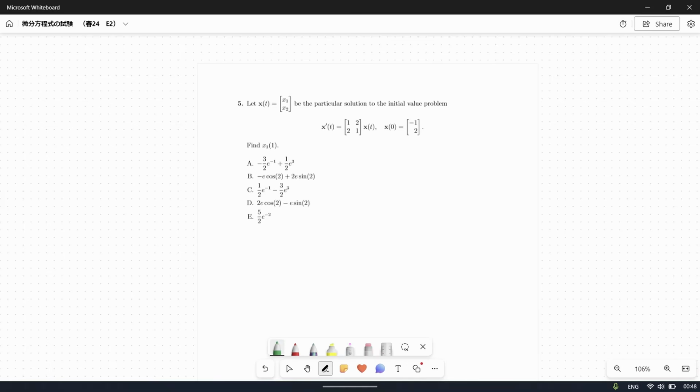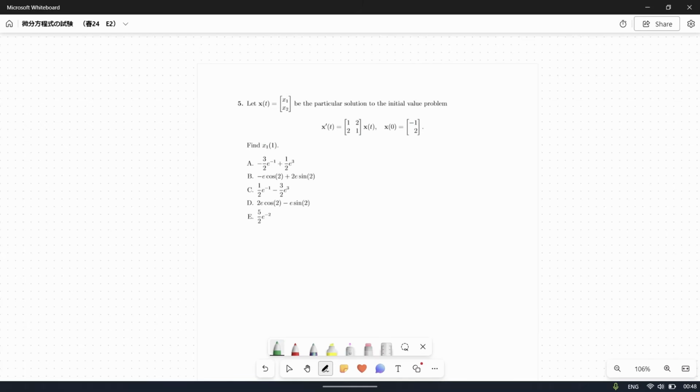All right, let x of t be equal to this vector, be the particular solution to the initial value problem of this system of differential equations, or x prime of t is equal to this matrix times x of t, and then x of 0 is going to be equal to this vector. So we have a system of differential equations that's already been put into matrix form for us, as well as an initial value problem. So we're going to have to find a general solution and then solve the initial value problem with that to find the particular solution, and then ultimately find this value here of x sub 1 of 1.